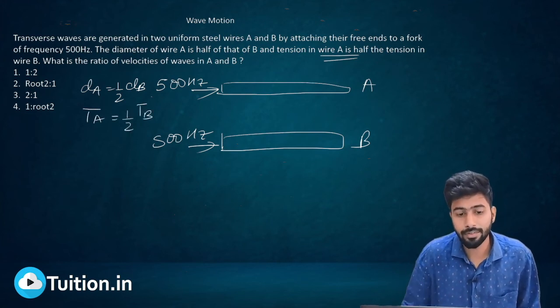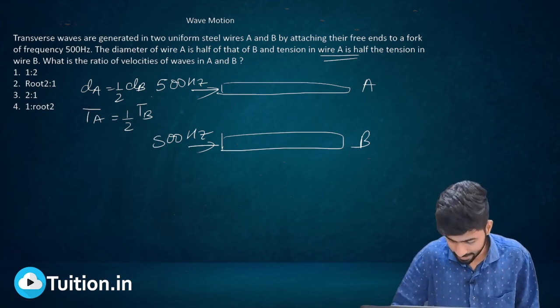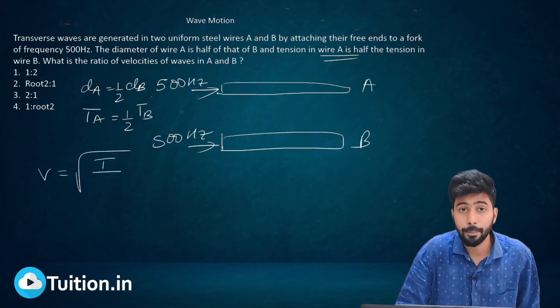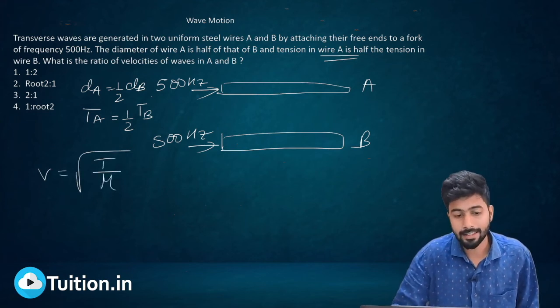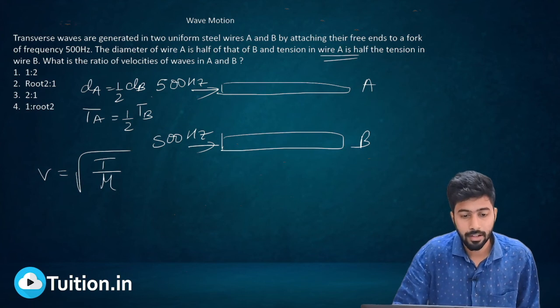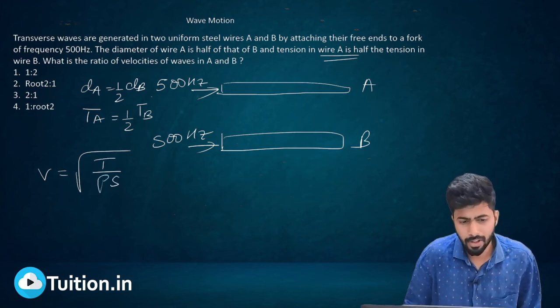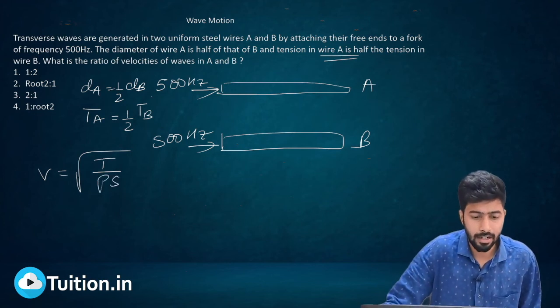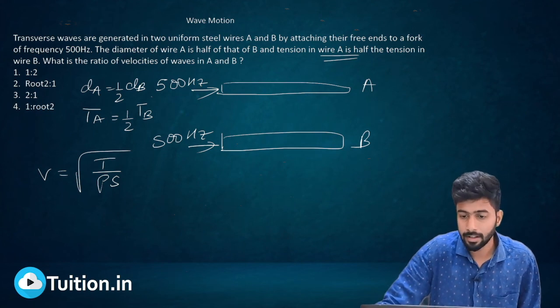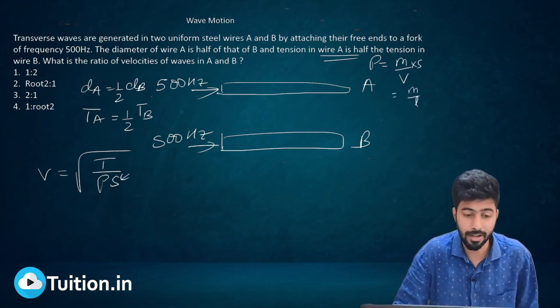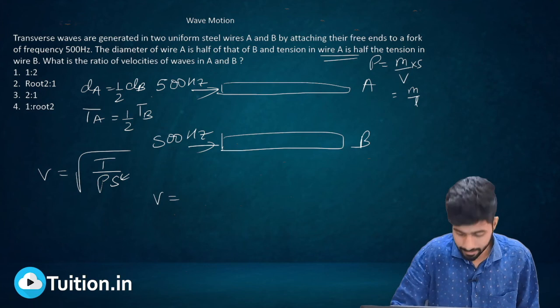So now the velocities in wire A and B are given as, right? So velocity is nothing but under root T by mu. That's the formula for velocity, right? So mu can also be written as rho into S, right? Because it's nothing but mass per unit length. And the density rho is nothing but mass by volume, and that into area will actually give you mass per unit length. This S is your cross sectional area, by the way, right? So I'll just substitute these 2 quantities.